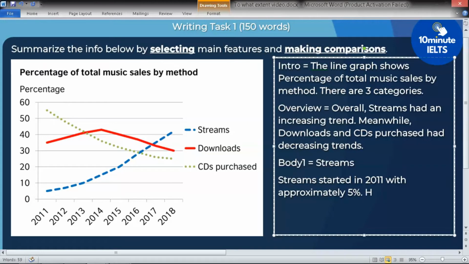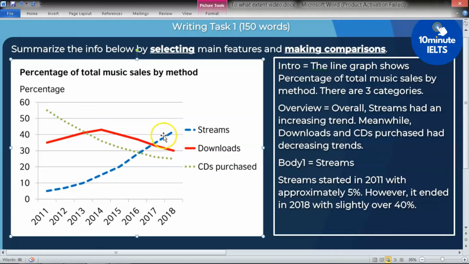Then, you could say, however, it ended in 2018 with a little over or slightly over 40. How did we get that? Again, we just look at the ending year and ending figure now, and you can see it was not exactly at the 40 line. Do not guess 41. Do not guess 42. Those will be penalties. The most accurate estimate is slightly over 40. So that's why we have that figure here.